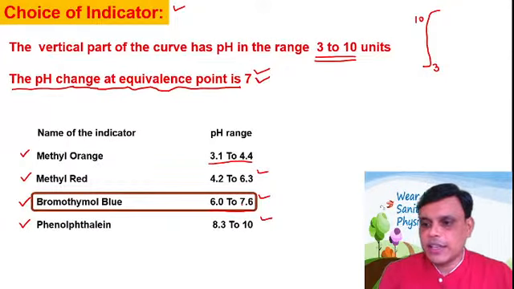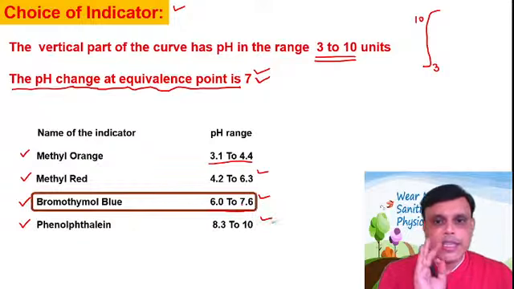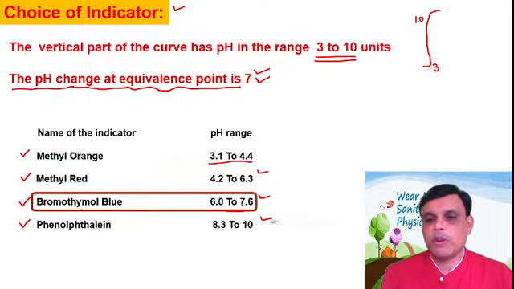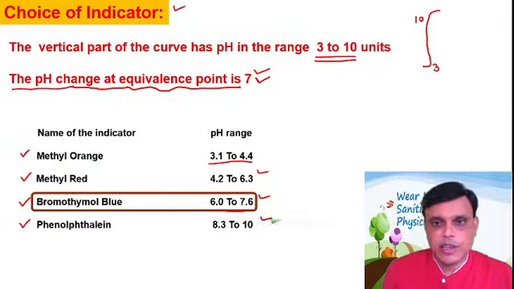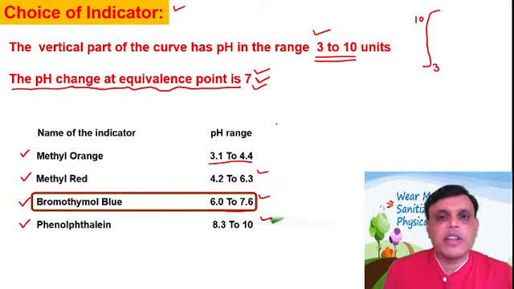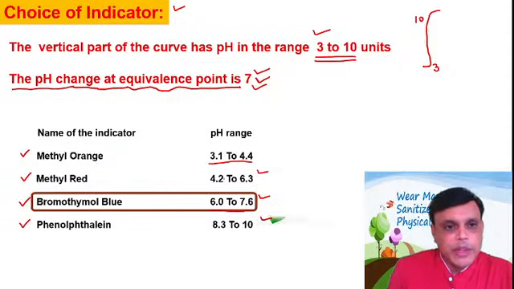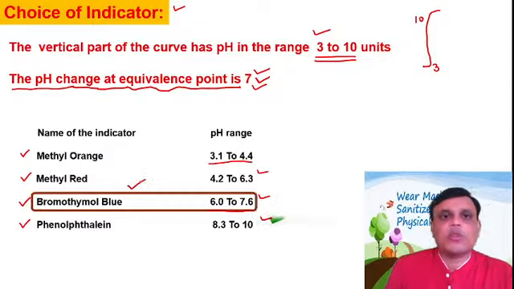Best indicator, yes. Istesham is saying bromothymol blue has a range of 6 to 7.6. So bromothymol blue is the best indicator for this titration. Bromothymol blue is the best indicator because it covers the vertical part. If you see 6 to 7.6 and the pH at the equivalence point is 7, which indicator will show a color change at the equivalence point or pH 7? Bromothymol blue will show the color change.